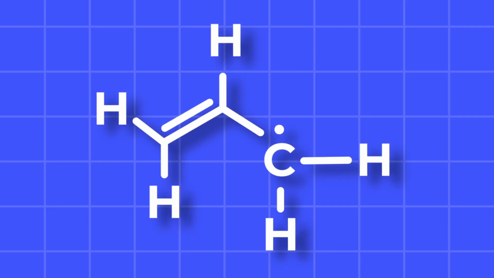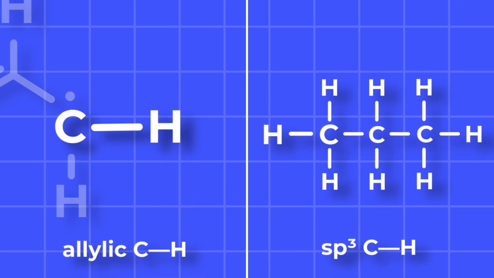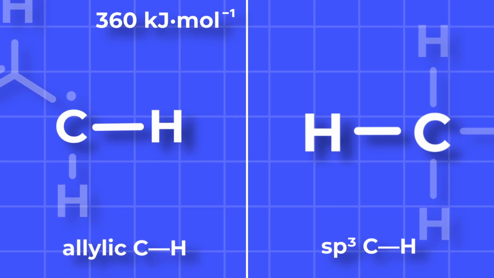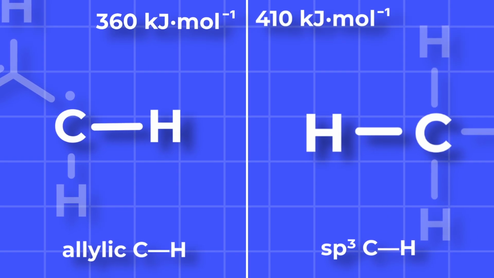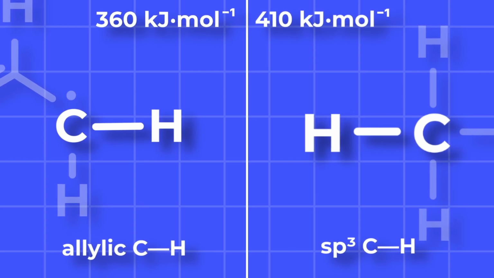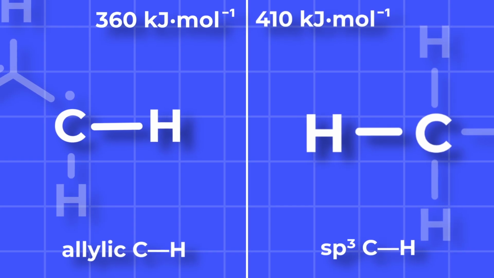Now let's apply the idea to radicals. Allylic C-H bonds break more easily because the allyl radical is resonance stabilized. Compare their bond dissociation energies, roughly 360 kilojoules per mole for an allylic C-H, versus about 410 kilojoules per mole for a typical sp3 C-H. A lower BDE is often a clue to where radical reactions start.